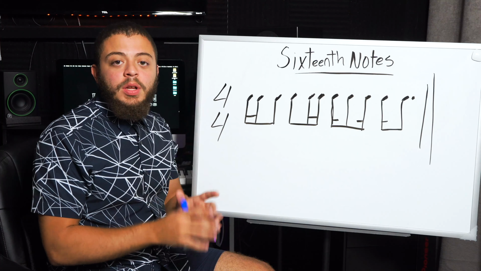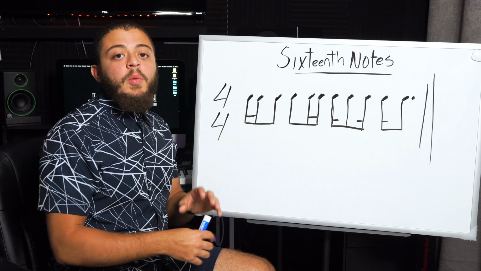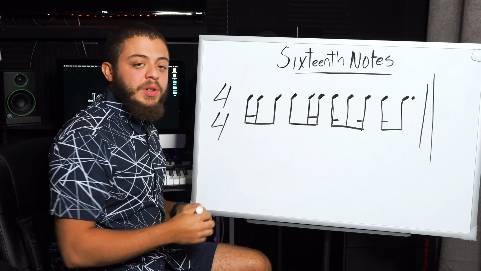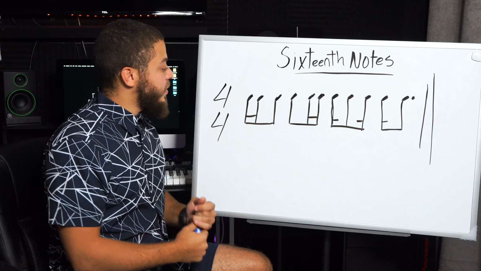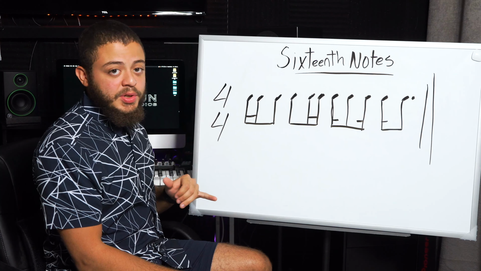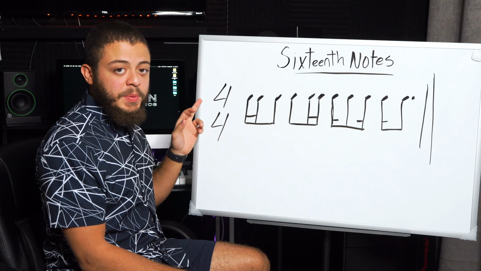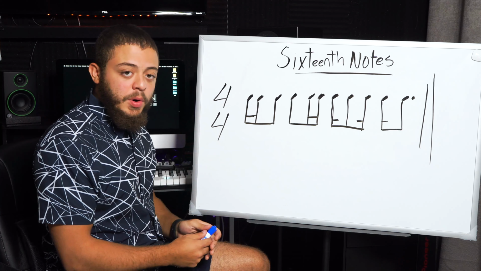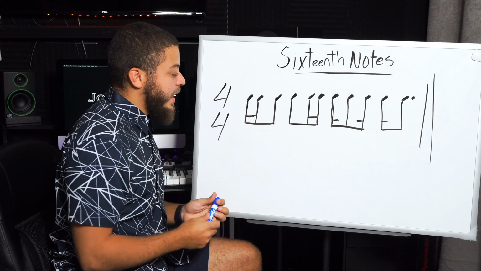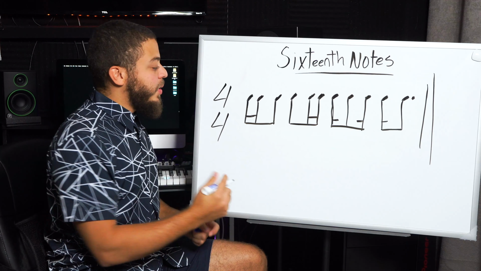So now that we've learned all of the variations of the 16th note, we're going to go ahead and use a real life example to count these 16th notes. We're going to start with a time signature of 4/4, which means 4 beats per measure, and the quarter note gets the beat.